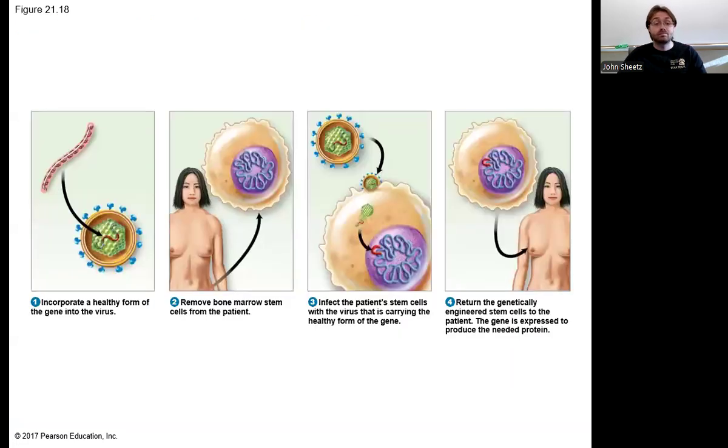So yeah, here's a couple different examples. Healthy form of the gene into a virus. Modify the tissue by infecting the tissue with the virus and then reinsert it into the person's body. So this would be used to treat like leukemia. They remove all the marrow that is possibly diseased and replace it with cultured bone marrow that's healthy.